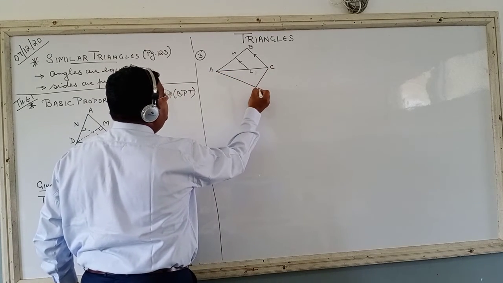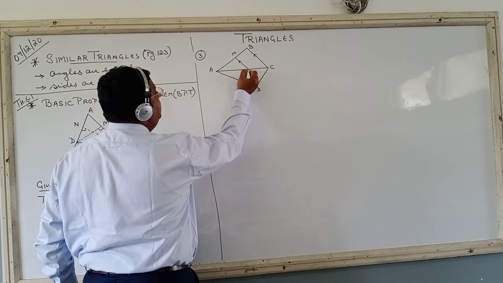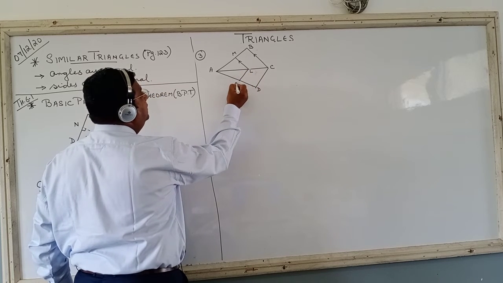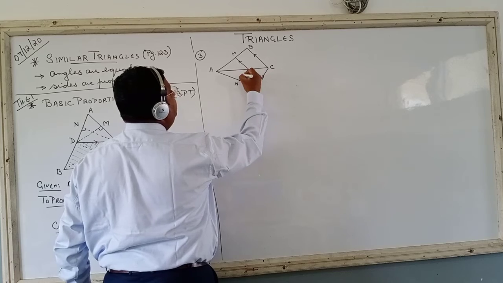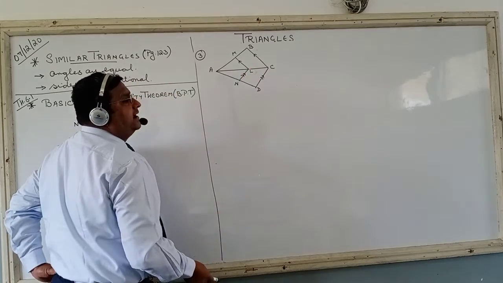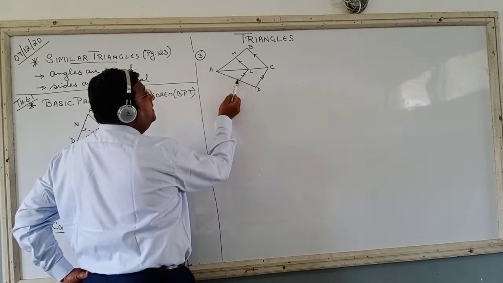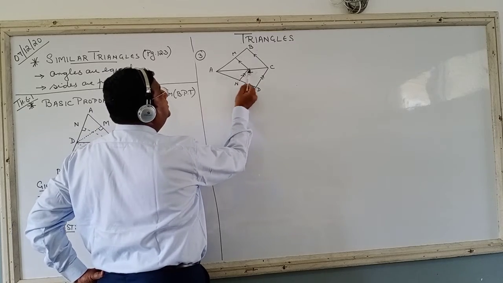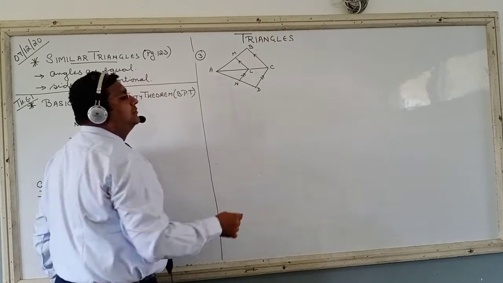This is D and LN is parallel to CD. Again, can we see a triangle with a parallel line? LN is parallel to CD. So are the other two sides in the same ratio? Definitely.